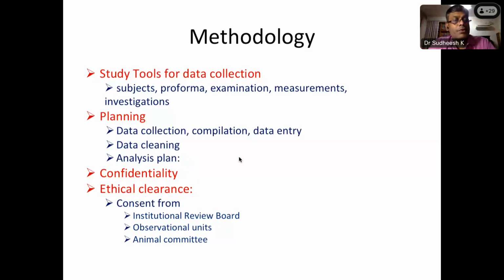other clearances. For example, if you are doing a study using nuclear materials, then you will have to take clearance from the Bhabha Atomic Energy Committee. If you are doing an animal study, you have to take clearance from the animal board. So all those things you have to clear have to be mentioned in the methodology.